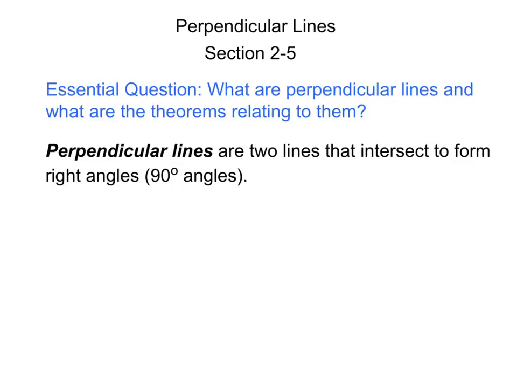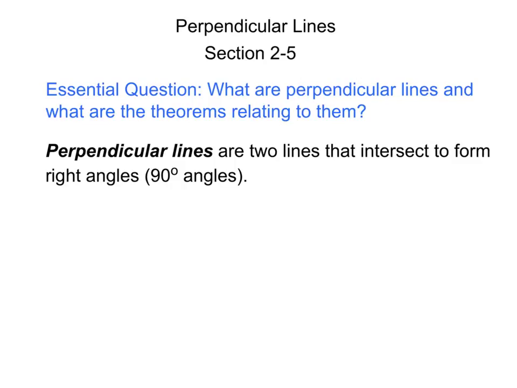So now we can look at the definition in two ways. For example, if we know that two lines are perpendicular, then we know that they form right angles by definition. Similarly, if two lines form right angles, then by definition they are perpendicular. So these can be used in all future proofs.